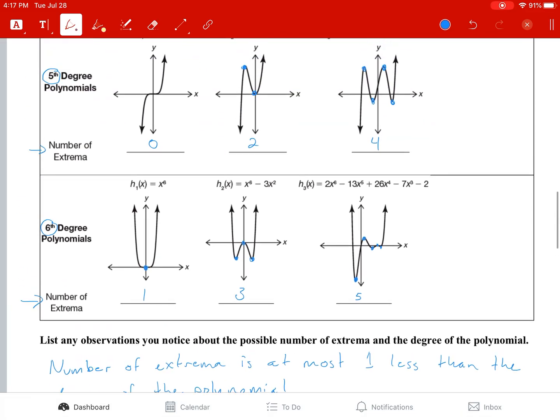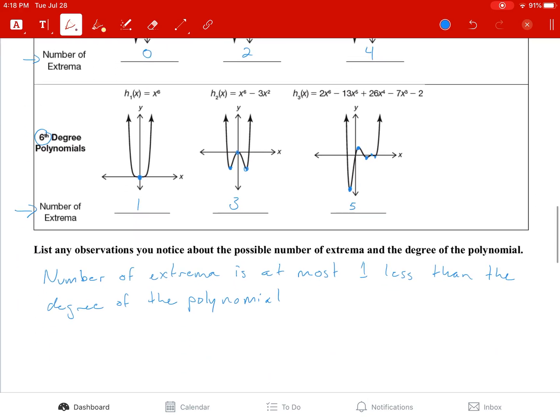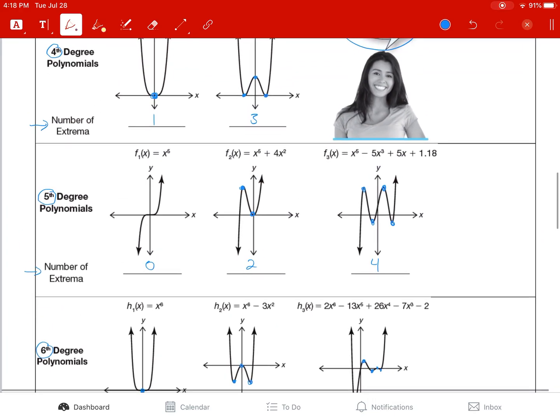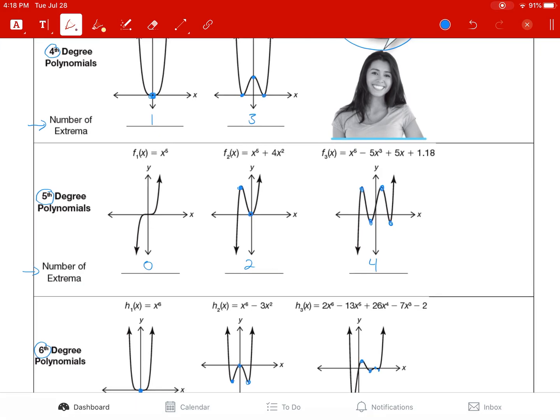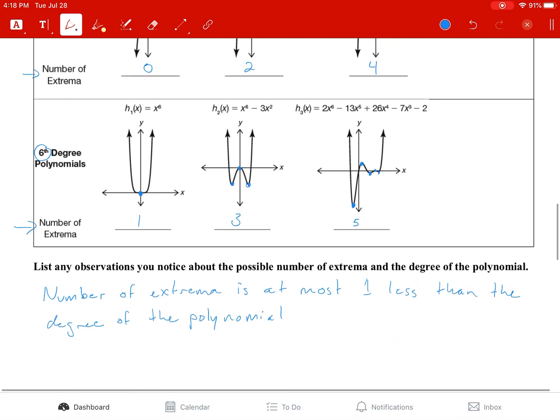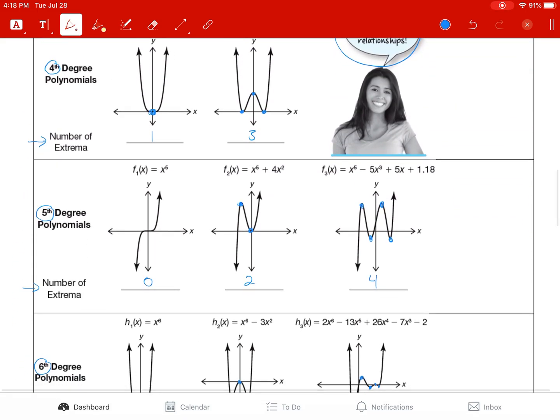A 5th degree had 3 different extrema examples. A 6th degree had 3. 4th degree only had 2. But you should notice something about the numbers of these. 4th degree has 1 and 3. 5th degree has 0, 2, 4. 6th degree is 1, 3, 5. There's some kind of pattern there. And the pattern is they're either evens or odds. So an even degree polynomial has odd values for its number of extrema.